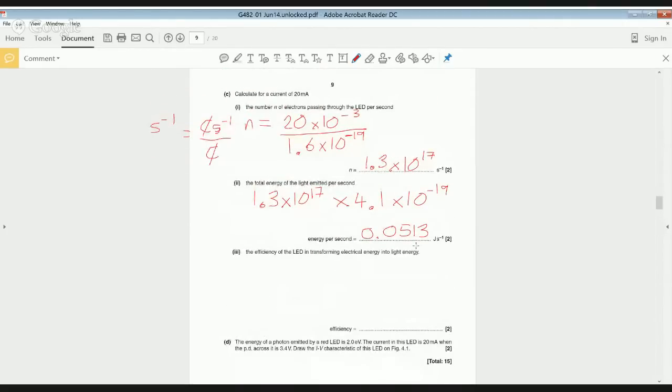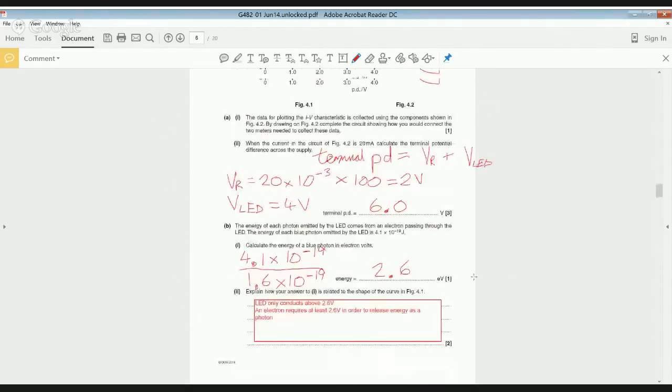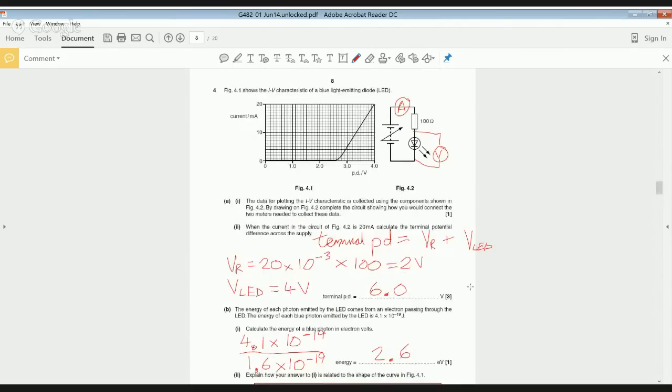And the final part of this little bit here, part 3, the efficiency of the LED in transforming electrical energy into light energy. So we know how much energy is coming out per second in watts, joules per second, 0.0513. We need to know how much energy went into that. And to do that, we're going to need to use some electrical equations. We've got our 3 equations: P equals IV, P equals I squared R, P equals V squared divided by R. On this occasion, we know the current flowing through is 20 times 10 to the minus 3. And we know that there's a PD across it of 4 volts.